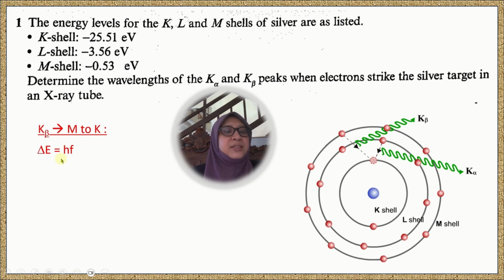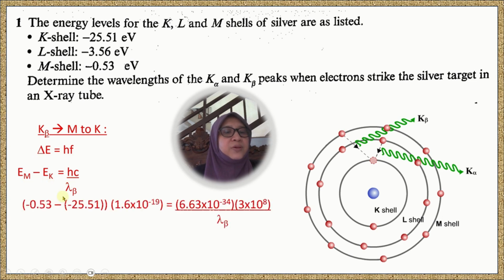So the change in energy is equals to hf. So the change in energy is EM minus EK equals to hc over lambda. So we substitute the energy at M shell, negative 0.53 electron volt. Don't forget to bring along the negative signs. Minus the negative 25.51. Then we convert to joule multiplied by 1.6 times 10 to the power of negative 19, equals to Planck constant times the speed of light divided by wavelength lambda. So cross multiply, we get wavelength 4.97 times 10 to the power of negative 8 meter. So convert to nanometer, we get 49.7 nanometer.